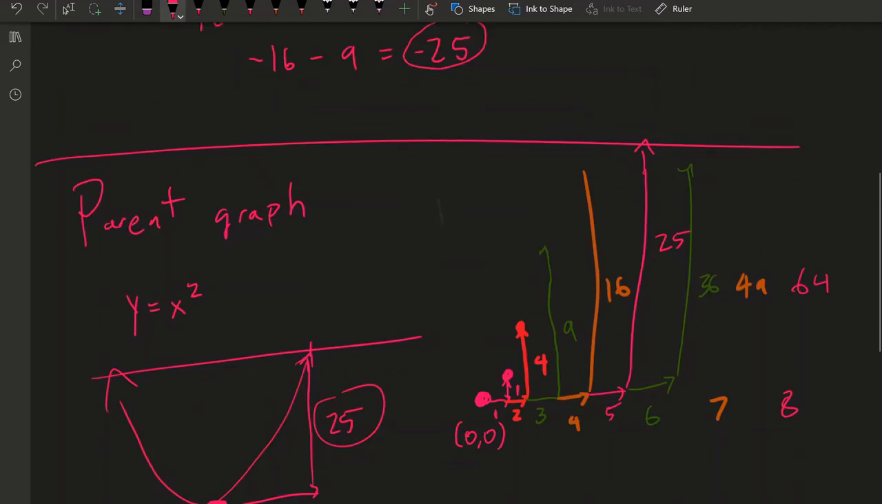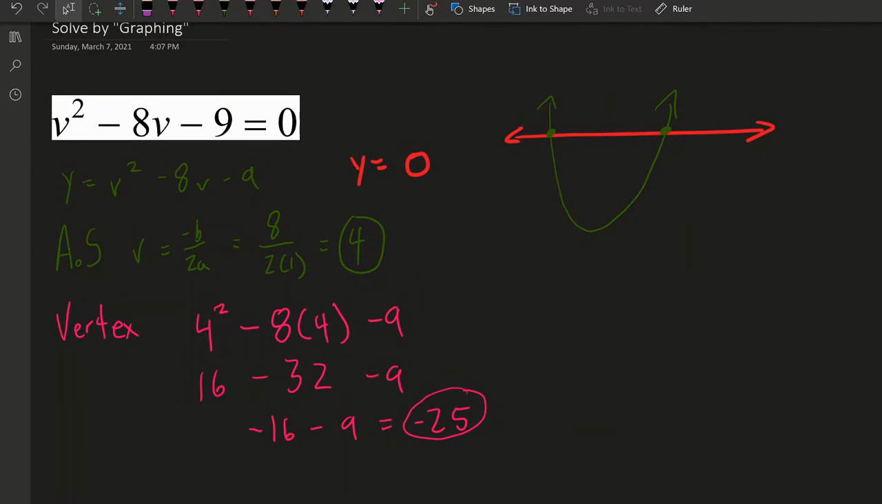Now, let's go back and look at our equation again. So I know that the axis of symmetry is at 4. So I know that this is 4 and the vertex is at -25. So we get this point 4, -25. Well, I know that in order to reach this red 0 line to find the solution, I'm going to have to go up by 25.